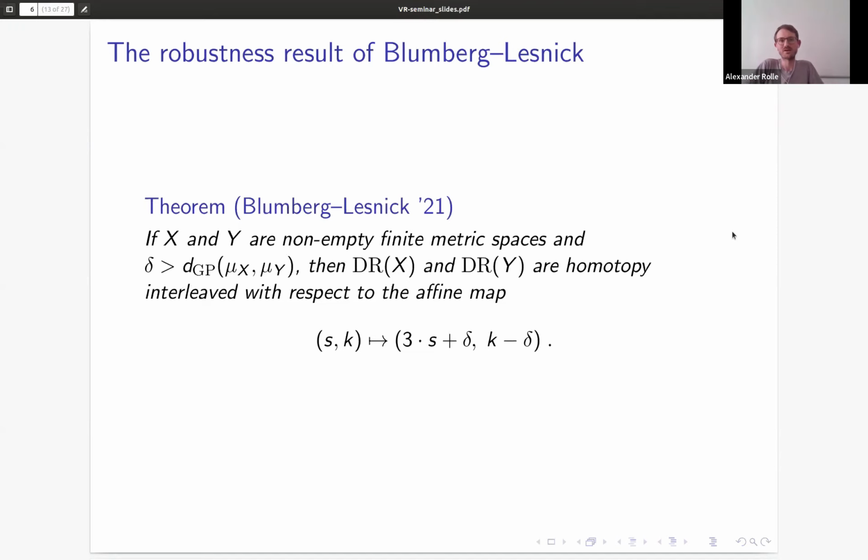So I should make a couple comments here. If you're not familiar with homotopy interleavings, you can take homology, which is what I've been doing anyway with degree Rips. So if you take the homology of degree Rips of X and of Y, you get these two parameter persistence modules. And then this homotopy interleaving gives us a regular interleaving between these two parameter persistence modules. So if the Gromov-Prokhorov distance between X and Y is small, then this delta is small, and we get an interleaving between the homology of degree Rips of X and of Y that has a small additive term, but it also has this multiplicative term 3 in the spatial parameter, and that doesn't change.